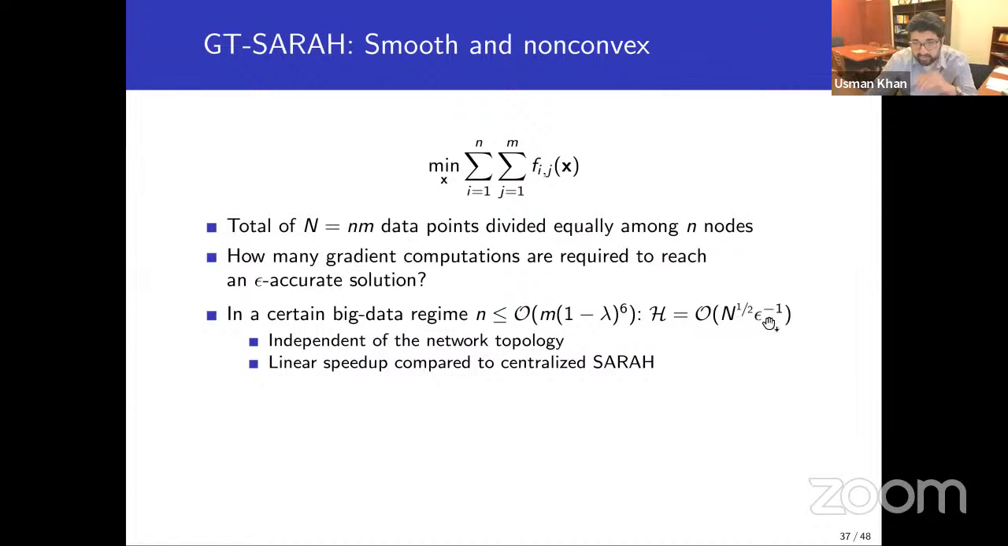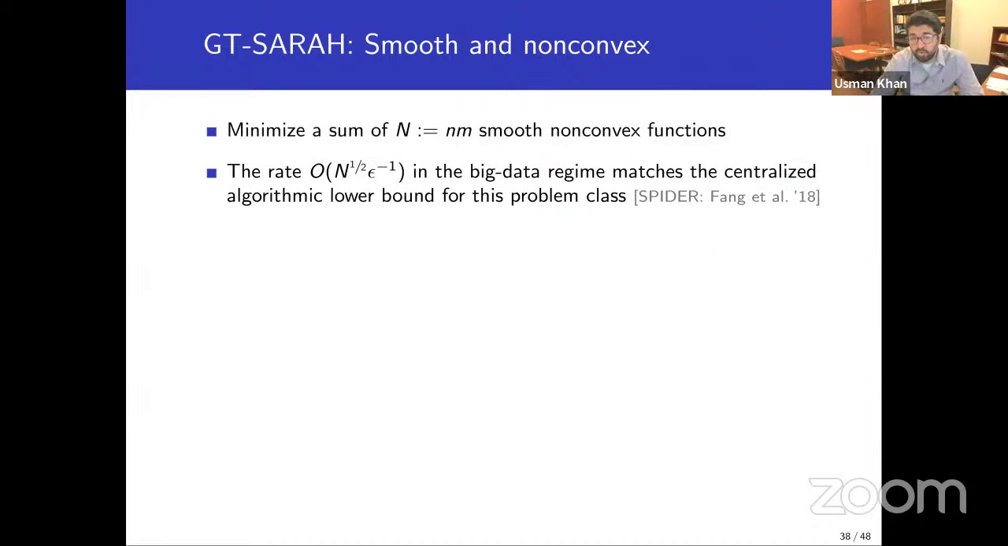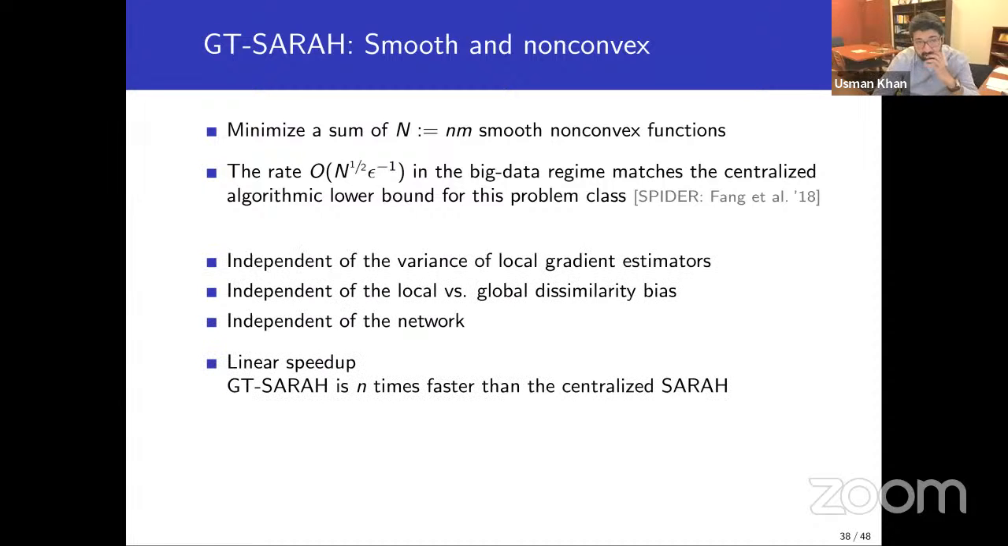Okay, so it's basically a 1 over epsilon rate for the number of gradient computations required to reach an epsilon-accurate solution. This rate was shown to be optimal in the centralized case, and our distributed algorithms in a particular regime that we call the big data regime match the centralized rate. We can see that this rate is independent of the variance. So nu square that appeared in the earlier analysis does not exist here because of the variance reduction.